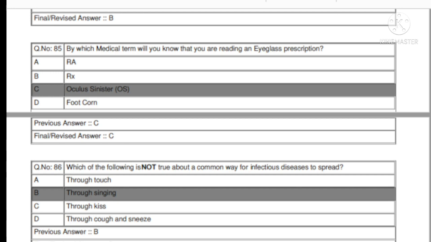Question number 85. By which medical term will you know that you are reading an eyeglass prescription? A. RA. B. RX. C. Oculus Sinister. D. Foot Corn. I was not myself sure about this question, so by the rule of elimination I have got this question right. First of all, I eliminated D, foot corn. Second, I eliminated B, RX. There was confusion between A and C, so Oculus Sinister was, I felt at that time, more accurate, so I put a tick on C, so I got right.